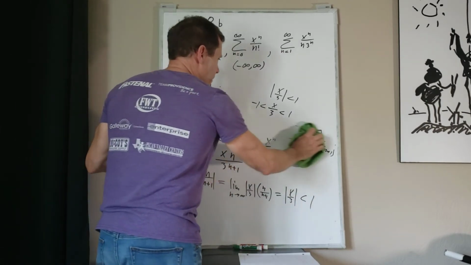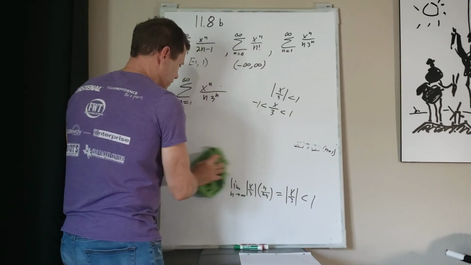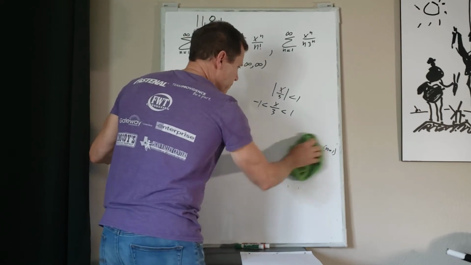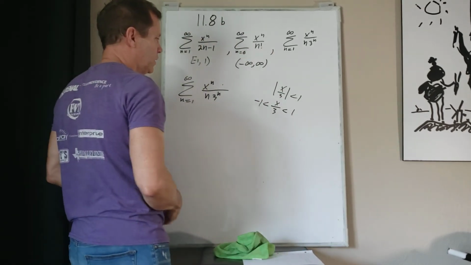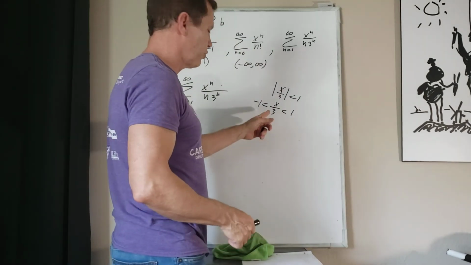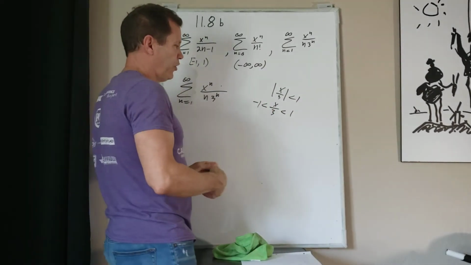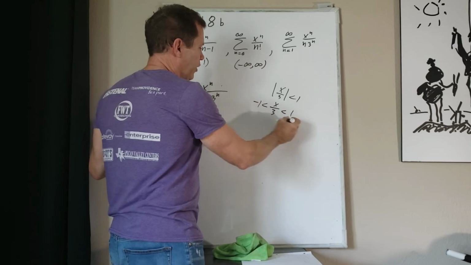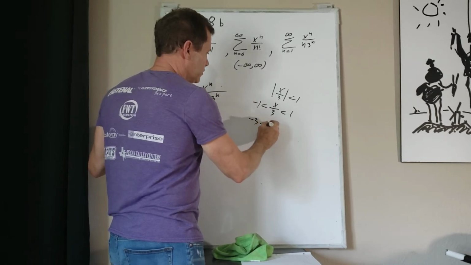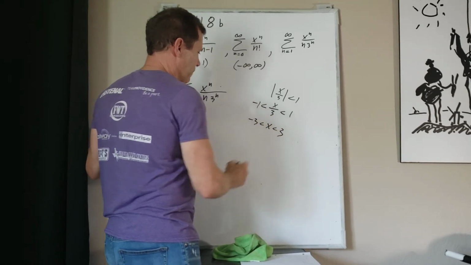Let's clean that up and look at it. I want to figure out what x is. I don't want to know what x over 3 is. So what is x going to be? Well, let's multiply through by 3. Now, if that was a negative 3, I'd have to flip these guys, so remember your inequalities. So multiply all the way through by 3, so that's going to be a minus 3 is less than x is less than 3.